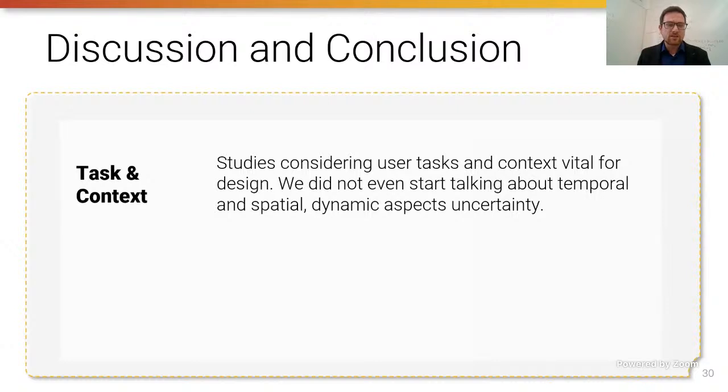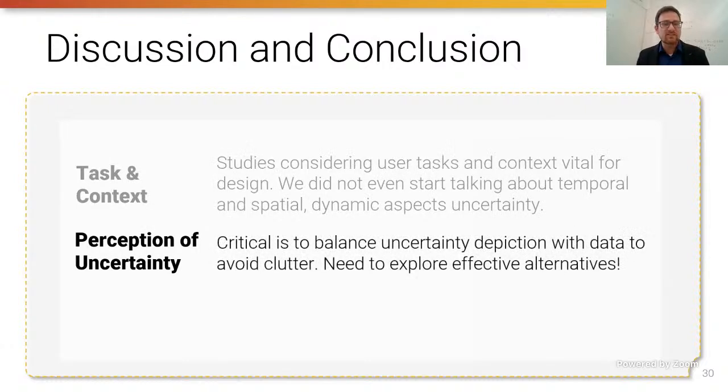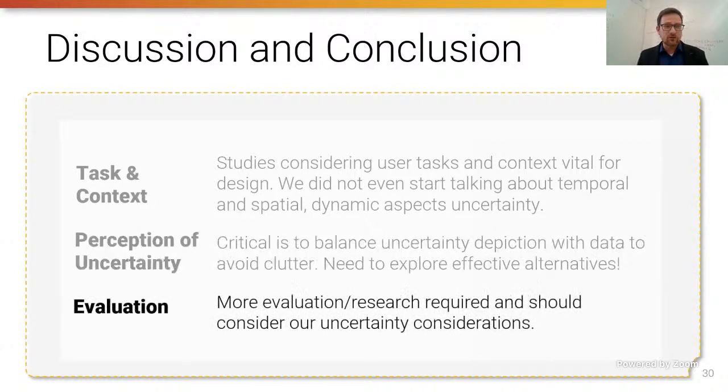We discuss this point in much more detail in the paper, so look out for these points in the paper. The perception of uncertainty needs to critically balance the depiction of the data versus the depiction of the uncertainty. We have no way even to measure this currently, and we need more effective alternatives for finding out which combination works well. The general impact that we want to drive with this research is that we want to see, on a grounded basis, more research in terms of evaluation that should be considered in how we are doing more effective uncertainty visualizations.